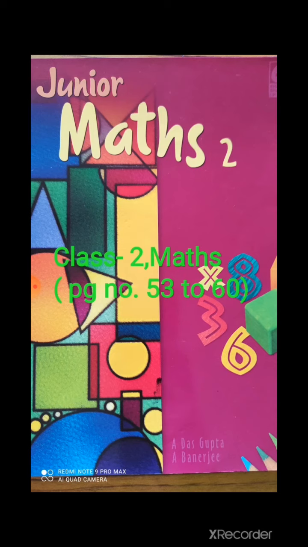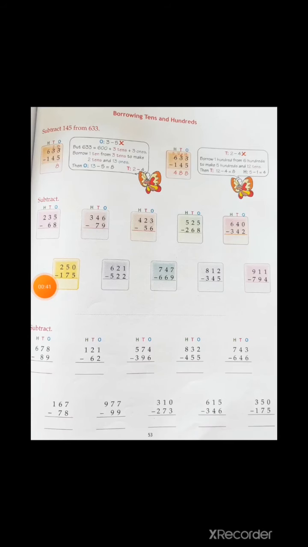Now today you will learn addition and subtraction sums of 3-digit numbers, which is given on page number 53 to 60. So all of you open your book, page number 53, and pay attention here. Now this is your page number 53. Here you will learn borrowing tens and hundreds.